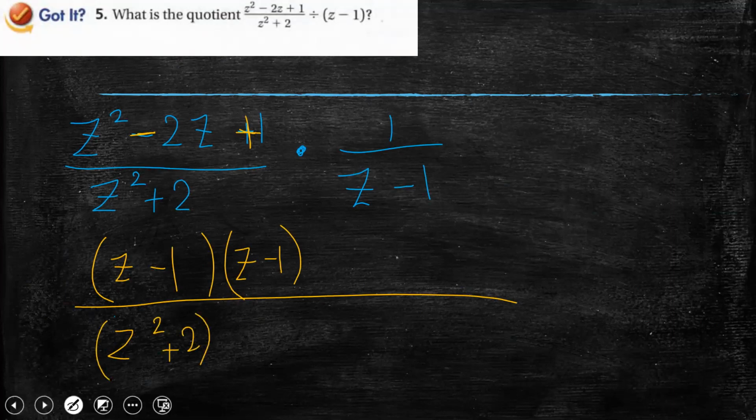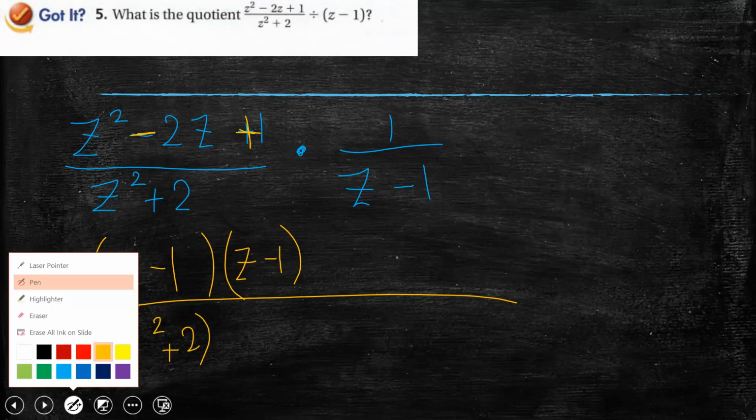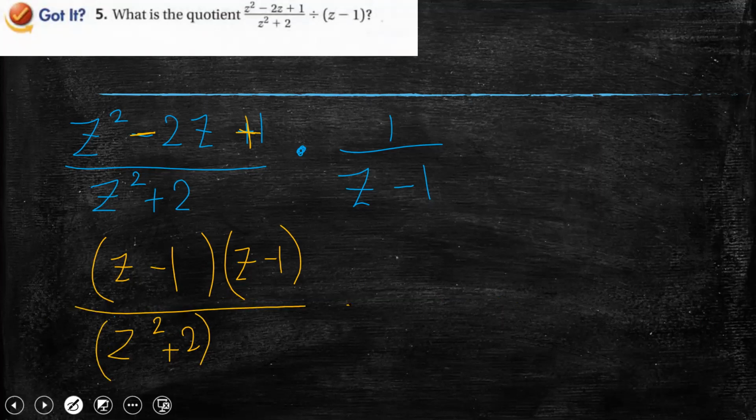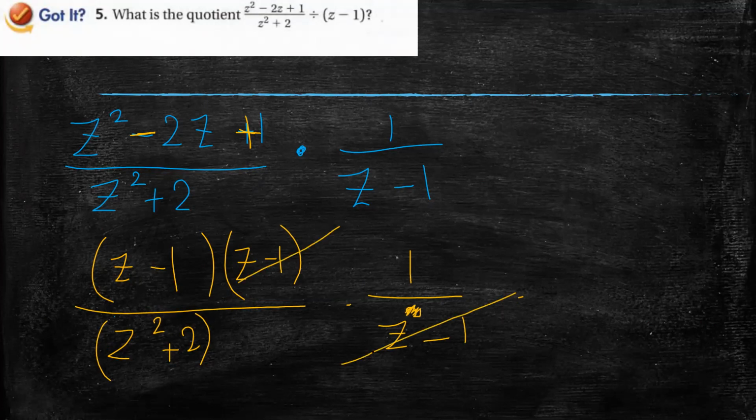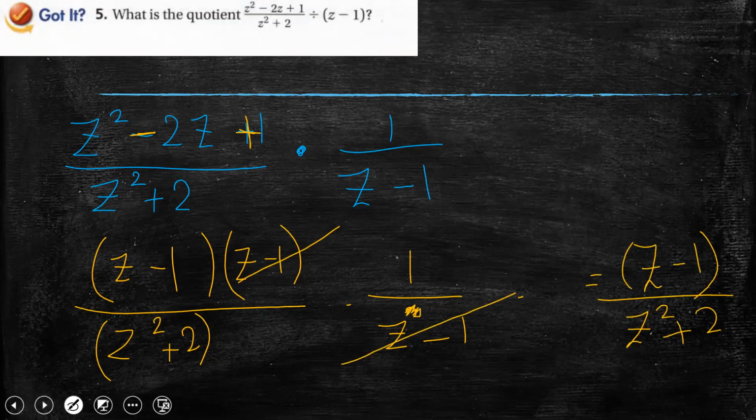Can I simplify it? No, bravo, because they are squares but they are added. We cannot simplify the added. As I told you, I can simplify x squared minus 4, but I cannot factorize x squared plus 4. Then here, z minus 1 with z minus 1. So what did we have now? z minus 1 over z squared plus 2. Bravo. Do you have any question?